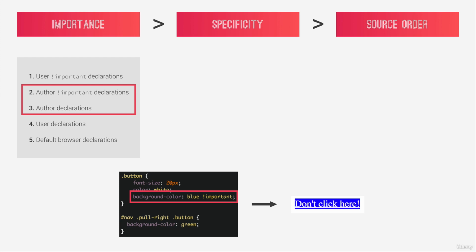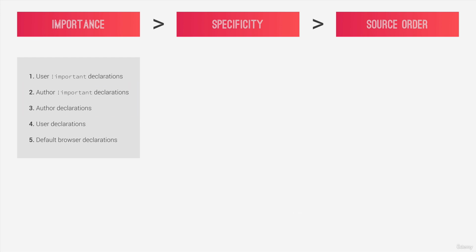Great! Does it make sense to you? I'm sure it does. And we'll see a lot more examples later on. Now, a lot of times we will just have a bunch of conflicting rules in our author style sheets without any important keyword. That is actually the most common scenario, and in this case all the declarations have the exact same importance. Now, what happens in this case?